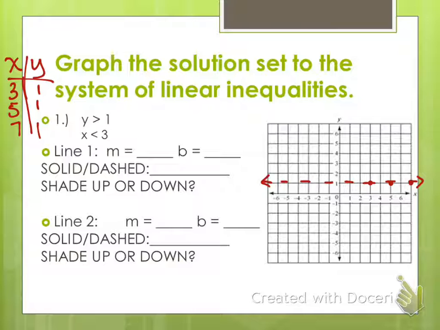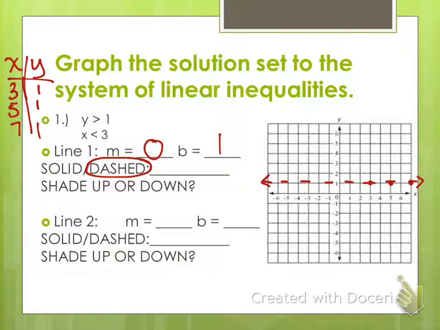Before we talk about shading up or down, let's talk about what the slope and the y-intercept are. Does anybody remember what the slope of a horizontal line is? 0. So m is 0. What about the y-intercept? Where does it cross the y-axis? At 1, at that number. Questions so far about that line?